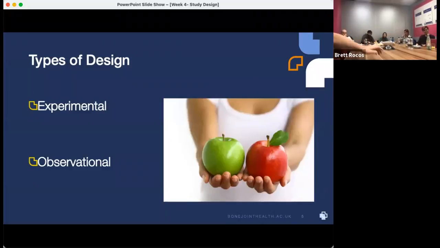Okay, so you're either changing something and seeing what happens, or you're just looking at what's going on.